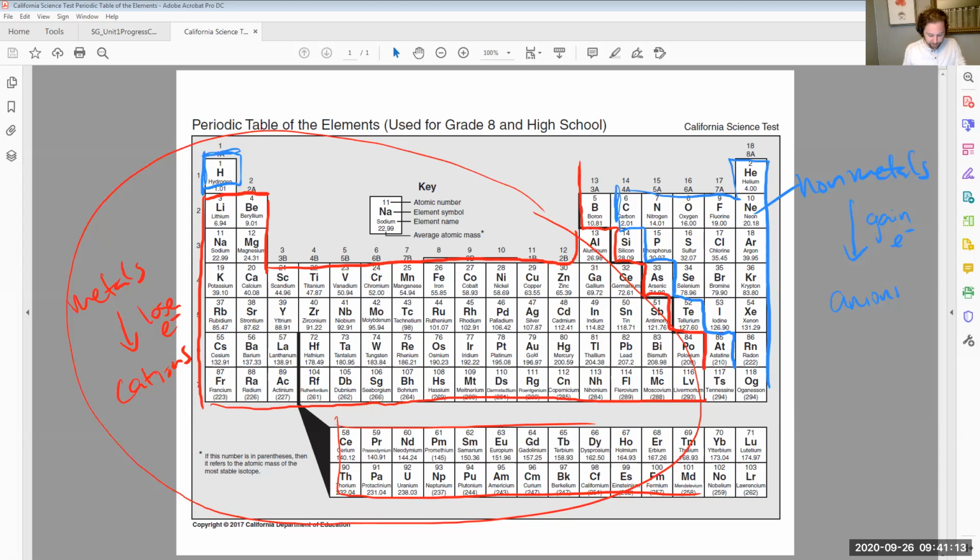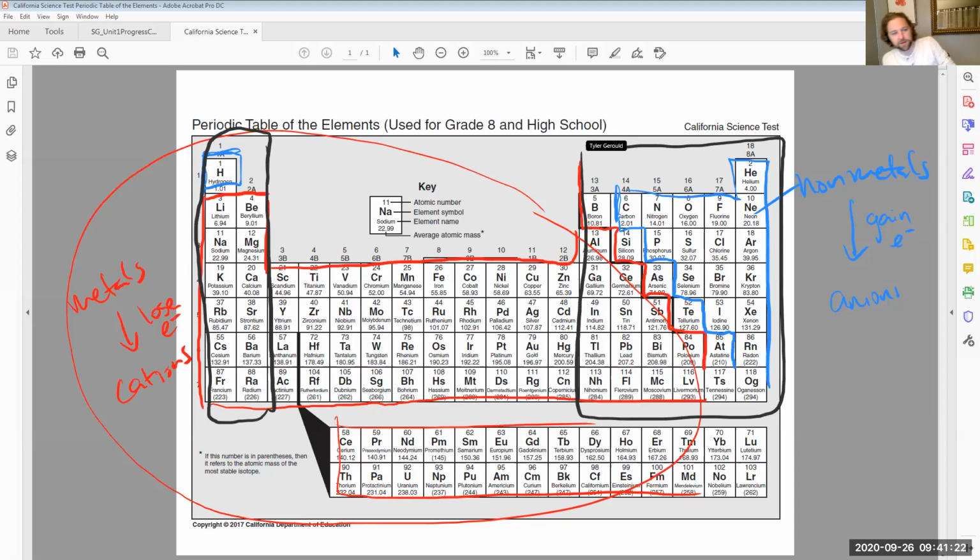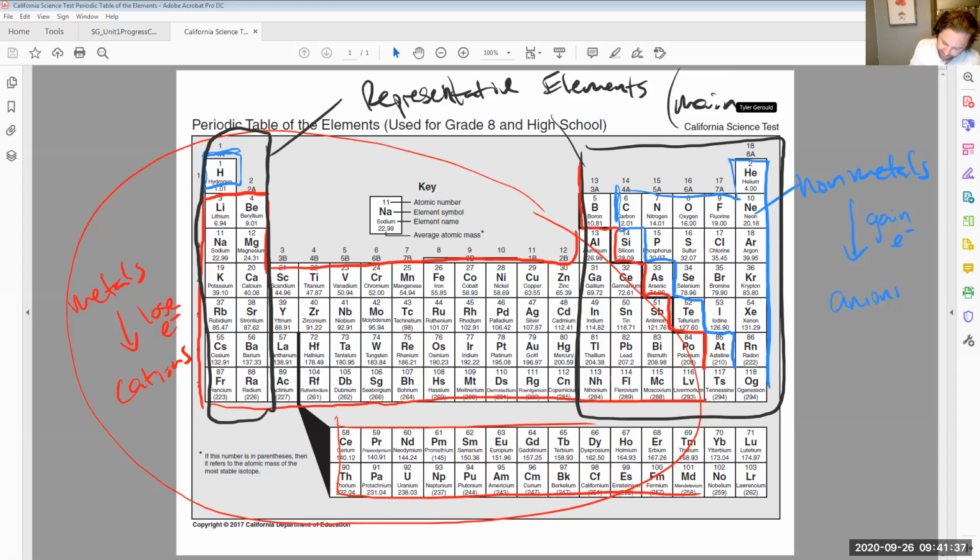As far as which ones we can predict, group 1 and 2 elements, and 13 through 18, this block on the first 2 groups and the last 6 groups, these are called the main group elements or representative elements, because these are the ones that we can predict their ionization just by looking at their location on the periodic table. And this is where we say group 1 has 1 valence electron, group 2 has 2 valence electrons, 13 has 3, 4, 5, 6. This is how many electrons are in their outer energy level.